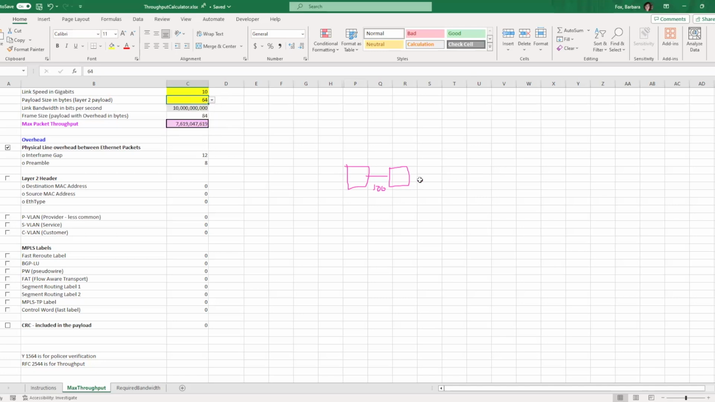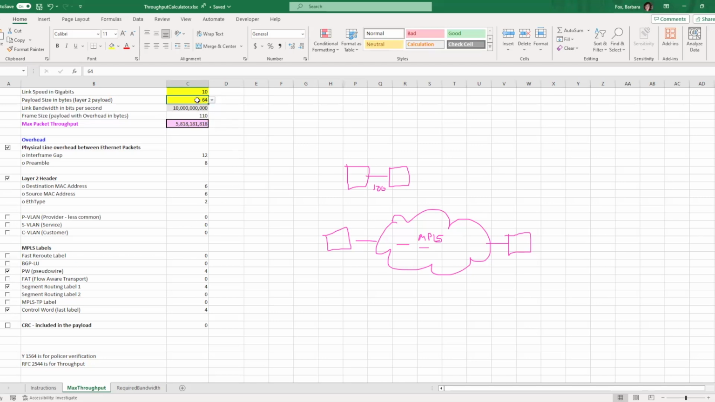Now, say instead of having simple Ethernet traffic passing over this link, we had an MPLS network in between. Now we have to take into consideration the overhead of the MPLS network. Say we wanted to send pseudowire traffic over this MPLS network. That means on the links between the different routers in the MPLS network, we would have layer two headers, the pseudowire header, say a segment routing label, and a control word label.